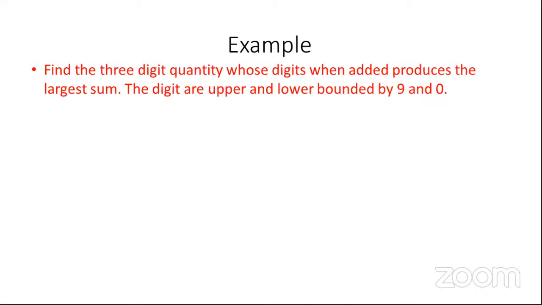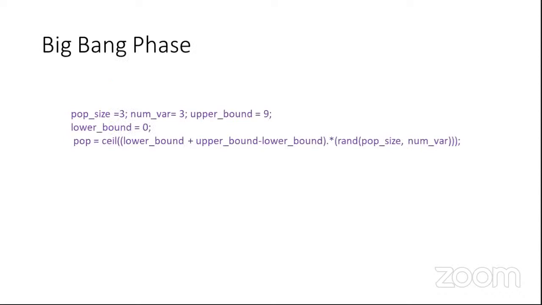Here is one example of the Big Bang Big Crunch algorithm. In this example, I have created a program to compute the largest sum of 3 digits. We know very well that for 3 digits, the largest sum will be 27, so every digit would be 9. But we want to find those digits by using Big Bang Big Crunch, which will produce the largest sum. I have written the program in MATLAB here. First of all, I generated the initial population, and the boundaries of this population are that the lower number would be 0 and the higher number would be 9. I generated the population here, which is called the Big Bang phase.